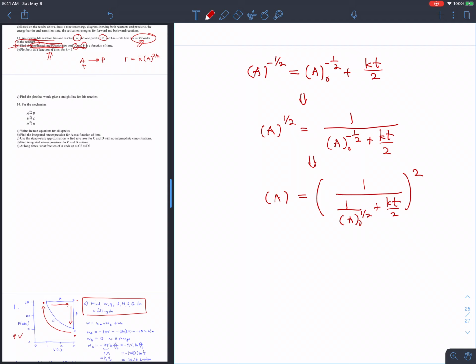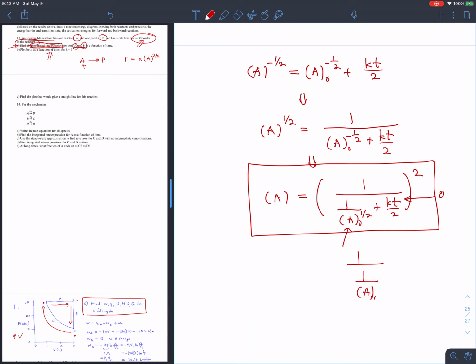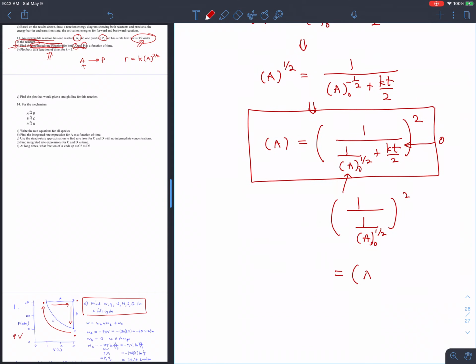Let's just test to see if we get something reasonable from that. So first put a box around it. And one way to do that is to set time equal to 0 here. If we set time equal to 0, we better get A0 out, right? So if we set that equal to 0, then we have 1 over A0 to the minus 1/2 power, squared. That's A0 to the 1/2 power squared, which is just A0. So we do get the initial concentration out when time is equal to 0, and at least we passed that much test. In fact, that answer is right.